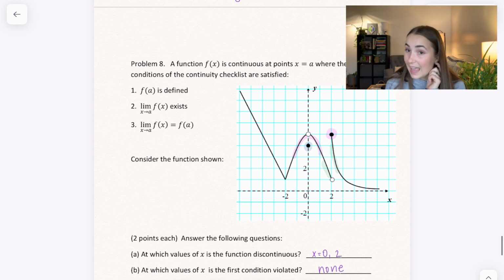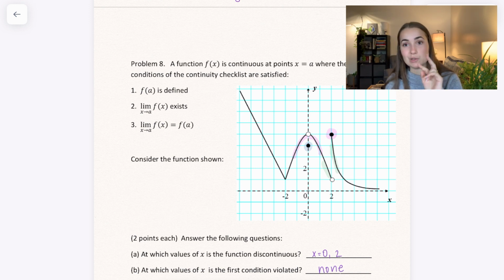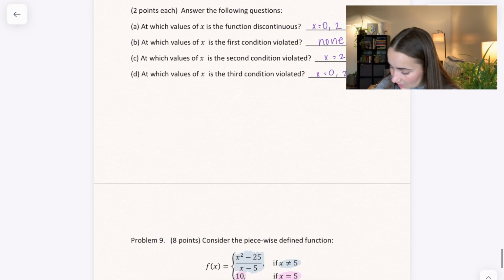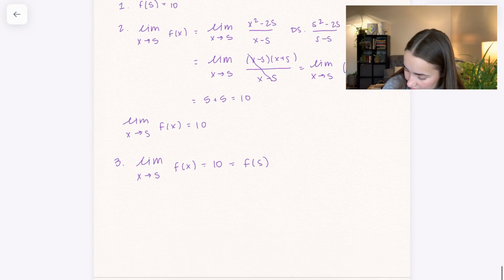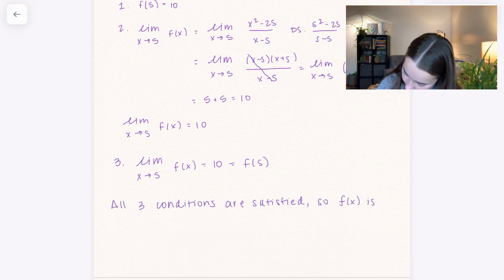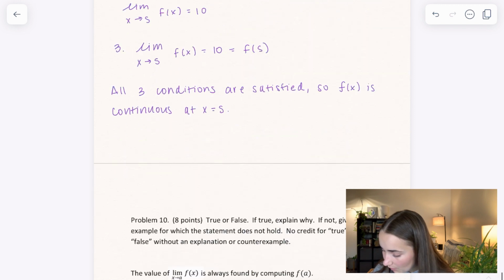Alrighty, so now to look at part 3, let's scroll up. The limit has to be equal to where the function is actually defined. So that means we're going to set part 1 and 2 equal to one another. So here we have the limit. This was equal to 10, and this was also equal to f of 5, right? So all three conditions are satisfied. So f of x is continuous at x equals 5. Let's go ahead and move on to problem 10.